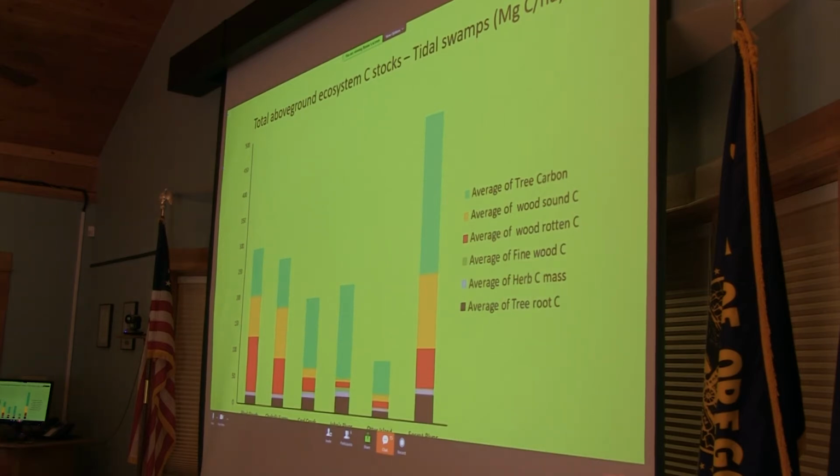But what you also know, as well as this, is the above biomass, the green is the trees. Look at the proportion of the ground biomass that's also the gold, and the red is the downed large wood, and then the herb mass, and the black is the tree root carbon.